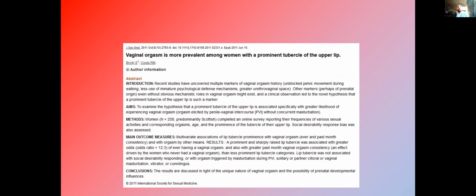This was the paper which, hopefully we'll see the humor in this, but it's actually published in the Journal of Sexual Medicine. And the title, as you can read here, is Vaginal Orgasm is More Prevalent Among Women with a Prominent Tubercle of the Upper Lip. Now, this is only one study done, so we can't generalize and say this is the be-all and end-all, but it does go to show that, in keeping with what I was saying earlier on, the lips are a very erogenous zone, and therefore treating that area properly to get an ideal aesthetic outcome is paramount.